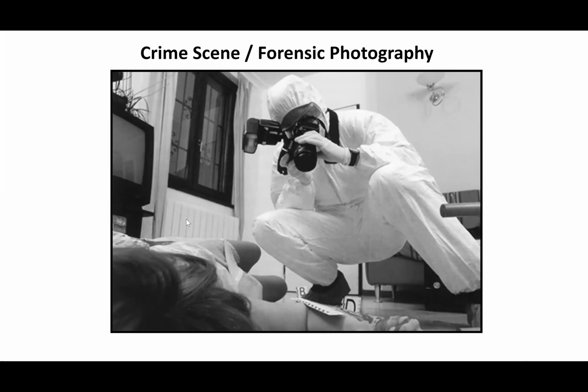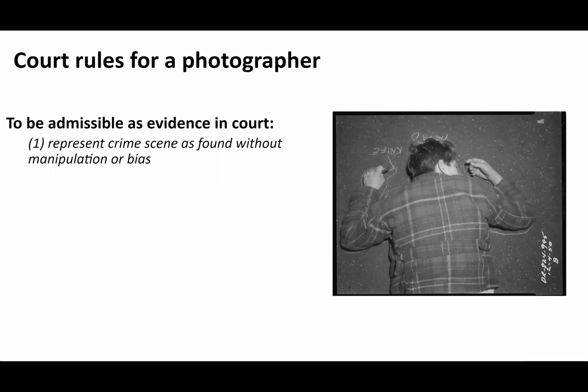So crime scene forensic photography. The court rules for a photograph to be admissible as evidence in court: the photograph must represent the crime scene as found without manipulation or bias. Any recreations of scenes or manipulation must be documented. So, for example, if you did a close up or you changed the lighting for a particular reason, that has to be documented.